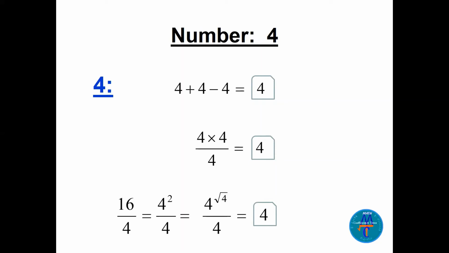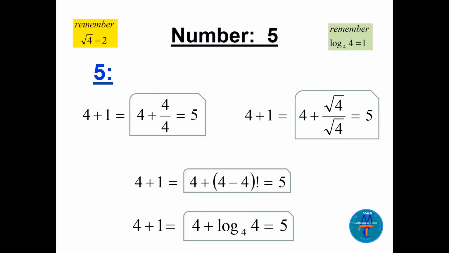Now 16, see the last one here, you cannot leave it 16 over 4. You have to write it 4 squared. Now also 4 squared, you cannot leave it. Why you cannot leave it? Because we have 4, 4, and 2. We need 3 4s. So I write 4 to the power, square root of 4, divided by 4, equals 4. That's what we need. 3 4s combined together in any way you like to get 4.